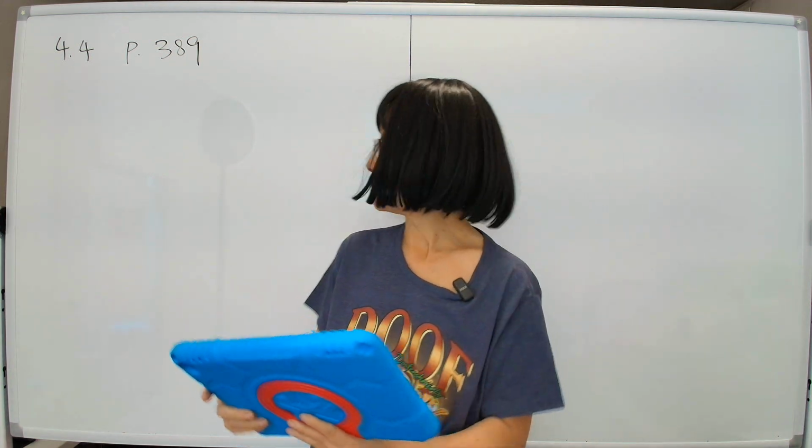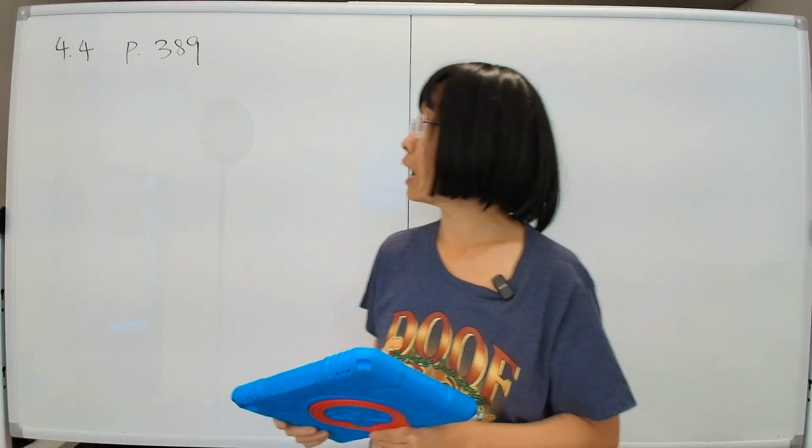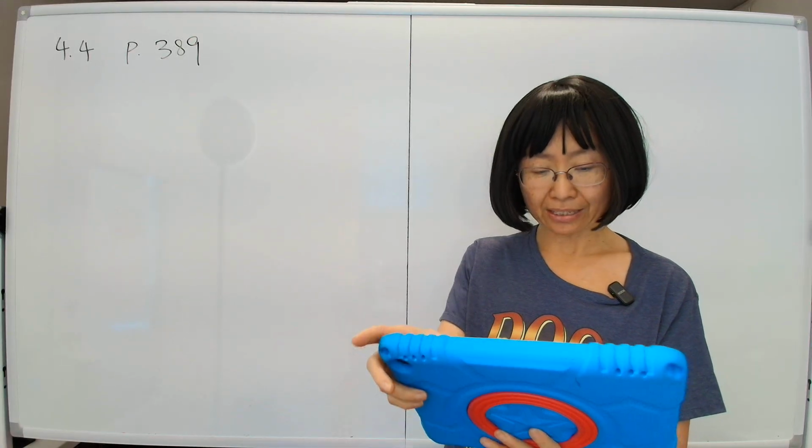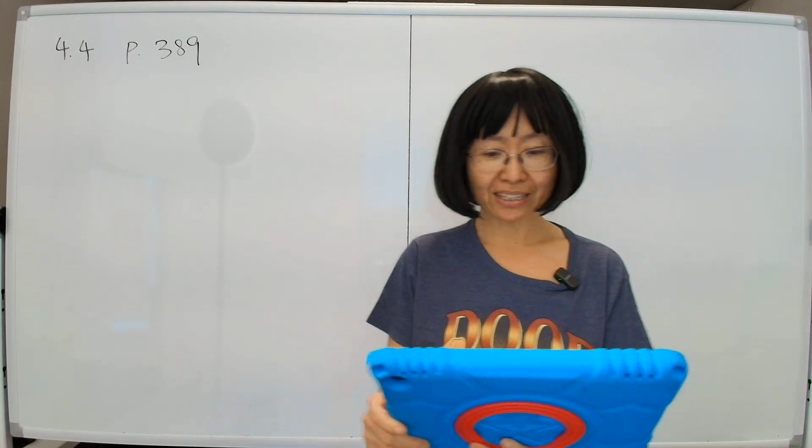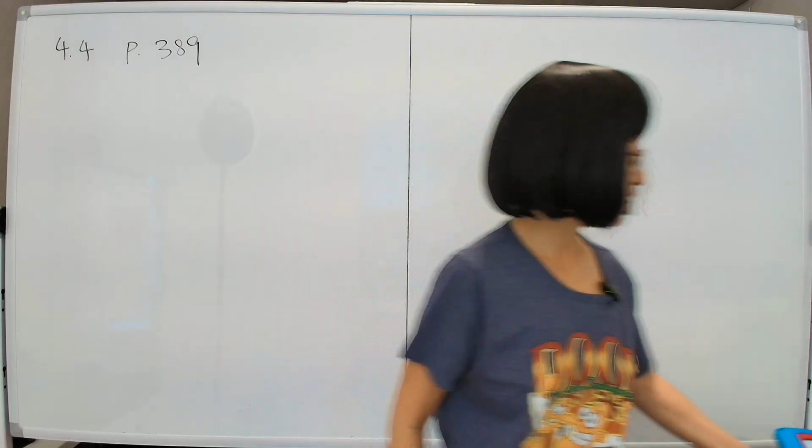Today we are going to do section 4.4, page 389. And let's look at the definition of a tangent plane. What's a tangent plane? Well, it's something like this, okay?